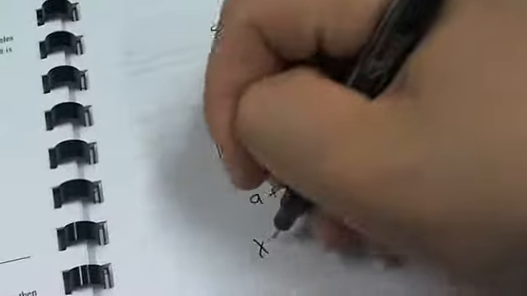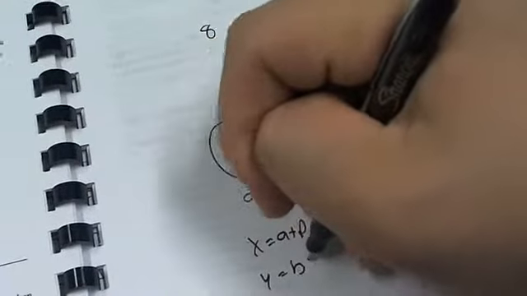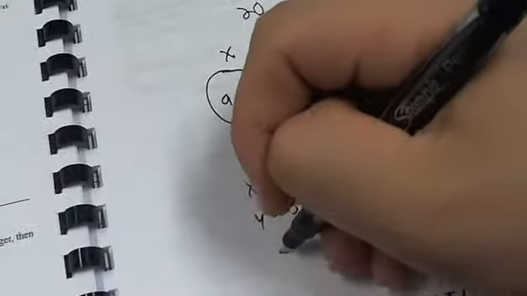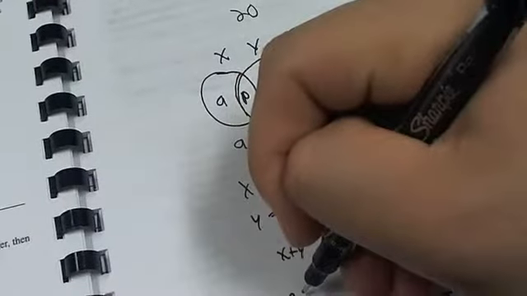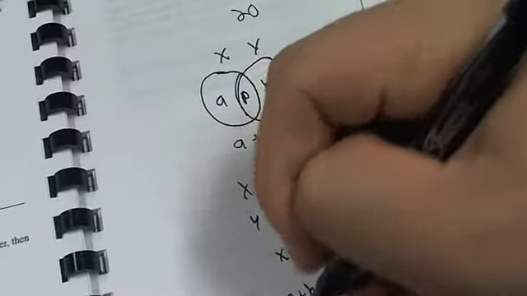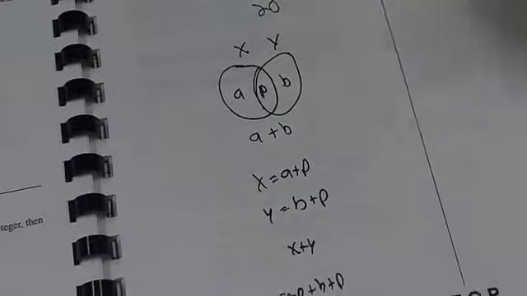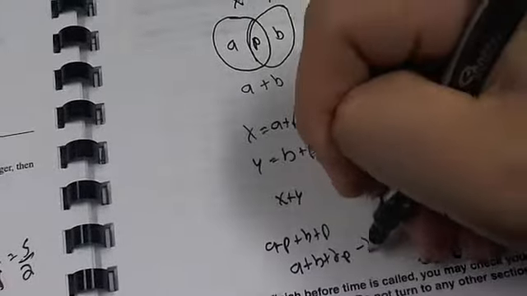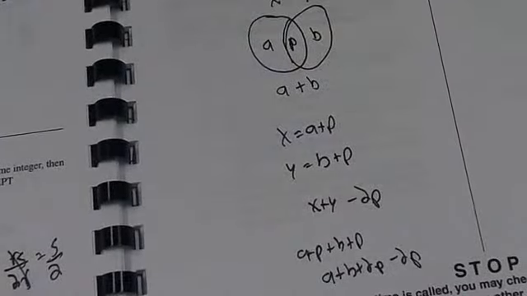Remember, X is equal to A plus P, and Y is equal to B plus P. If we add X and Y together, we have A plus P plus B plus P, so A plus B plus 2P. But we want it to equal A plus B. So we subtract 2P from here. The answer is X plus Y minus 2P.